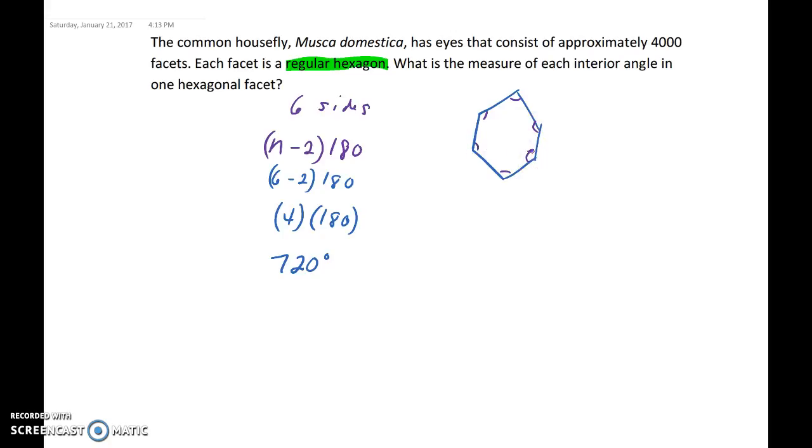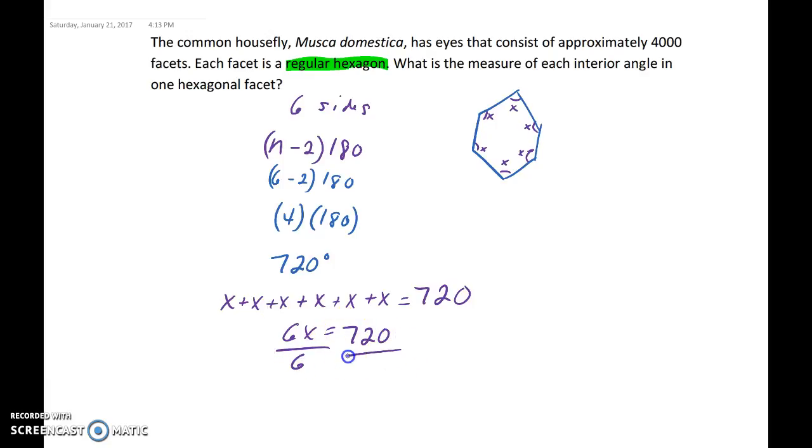Now, there's a formula that we're going to use for this, but let's just think about this for a second. If each of these are the same and they're unknown, I can label one of them as x, which then means all of them will be labeled as x. So I know x plus x plus x plus x plus x plus x is equal to 720 degrees. So 6x is equal to 720, and I divide by 6, so x is equal to 120 degrees. So that means each interior angle for each of these facets is 120 degrees.